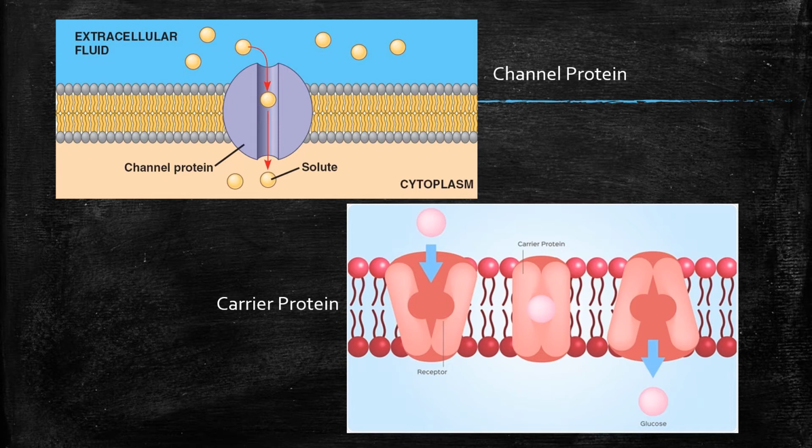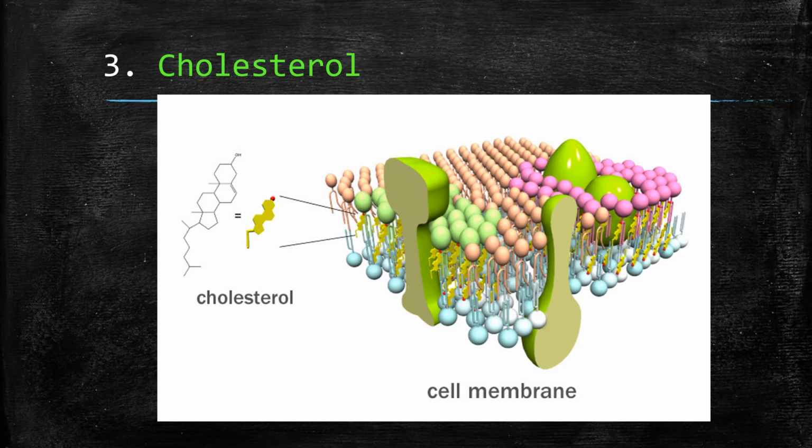Our carrier proteins, however, tend to have a binding site. So the solute would come in, and once it binds right here, it changes the shape of the protein such that the solute can then be emptied out. And so that's how the carrier protein works. So you can see why these two need to be transmembrane proteins and be able to cross both layers of the phospholipid bilayer.